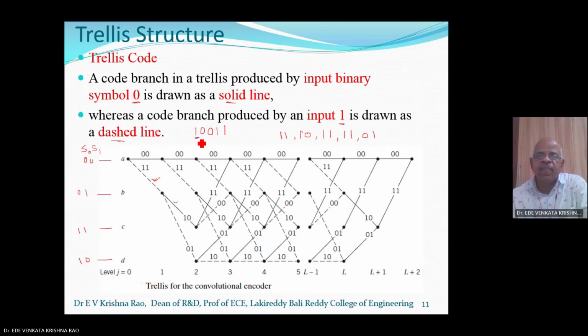So in the trellis diagram, for the first bit 1, dash line, the code output 1, 1 is written here. And second bit 0 is given, so that is a solid line. The code output is 1, 0, written here. And the third bit 0 is given, solid line, 1, 1. So this is 1, 1.